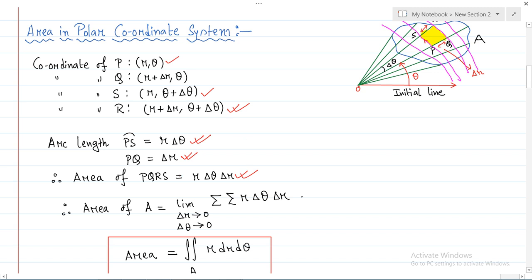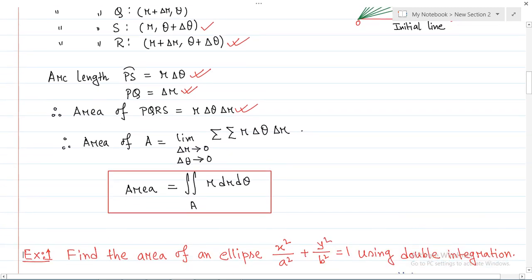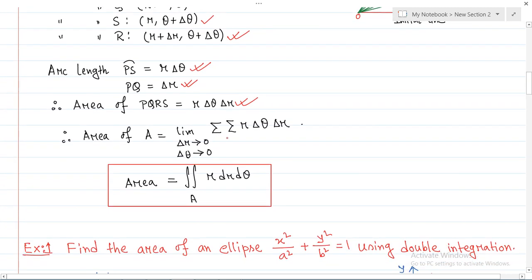So similarly as before, we have to find out the area by the limit sum definition. Limit delta r tends to 0, delta theta tends to 0, double integral of r into delta theta delta r. So this will give us the area of the whole region. So area can be found in the polar coordinate system as double integration of r dr d theta over A. In the Cartesian coordinate system, we have the area formula as double integration dx dy, whereas in the polar coordinate system, we will have the formula as r dr d theta.